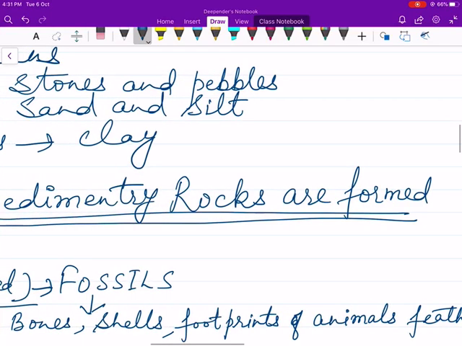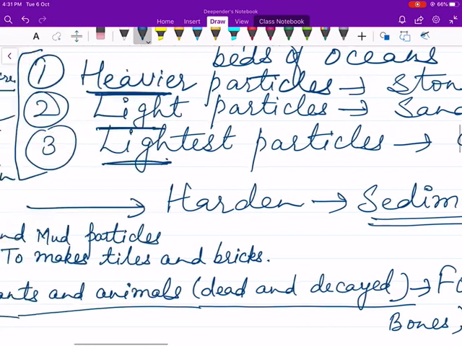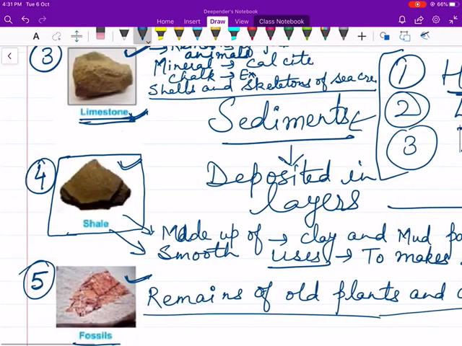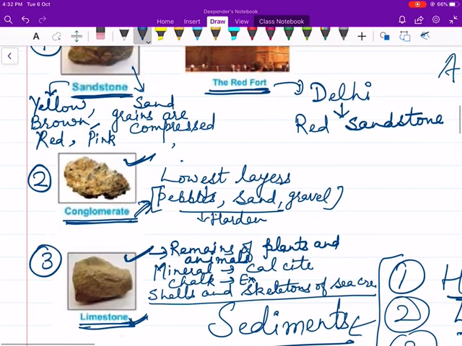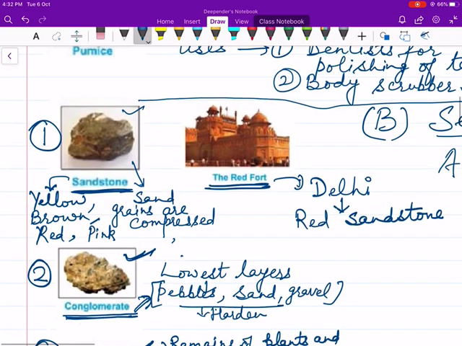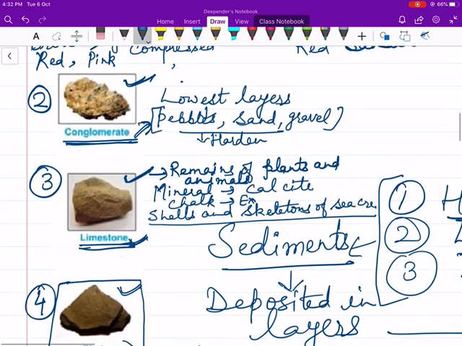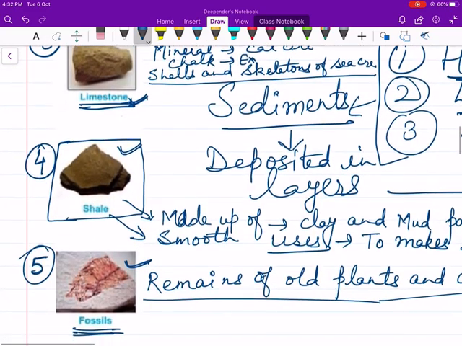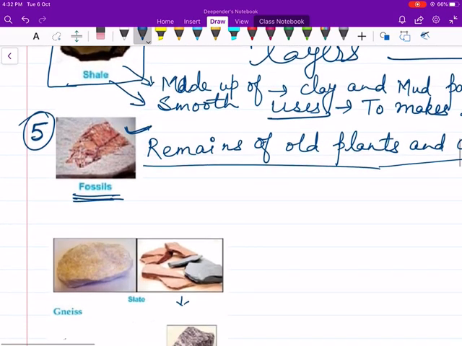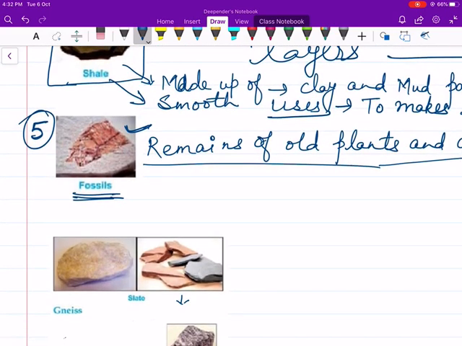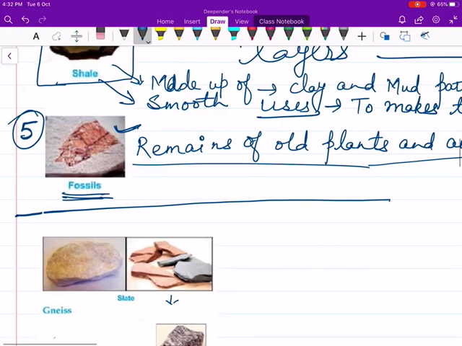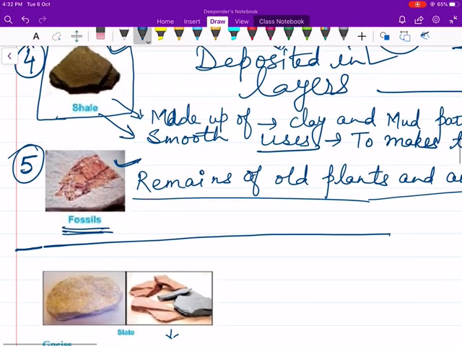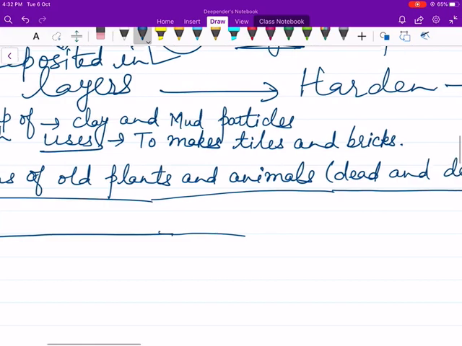So students, these are the five types of sedimentary rocks we have discussed. That is sandstone first, second is conglomerate, third is limestone, fourth is shale, and fifth is fossil. So today we have discussed the topic, the types of sedimentary rocks, their uses and how they are formed.